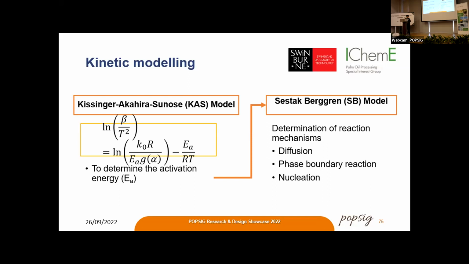I will be using model 3 and then model 15 together. First, I'll be using the TGA data and plug it into the KAS model, the Kissinger-Akahira-Sunose model. This is the model here. It will be used to determine the activation energy. The activation energy will then be placed into model 15, which is the Sestak-Berggren model. This is to determine the reaction mechanisms, which are diffusion, phase boundary reaction, and nucleation.